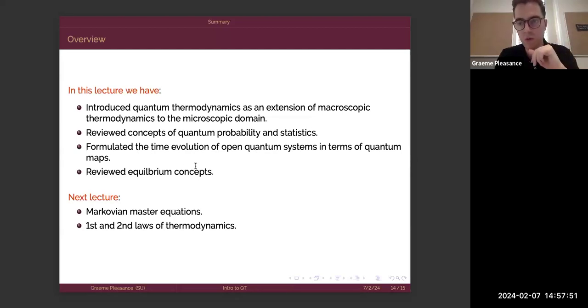We also introduced some other quantities that are useful in characterizing equilibrium states. In next week's lecture, I'll go over Markovian master equations, which are also ways of describing the dynamics of open systems in contact with a thermal reservoir. We can then use this to introduce the first and second laws of thermodynamics.